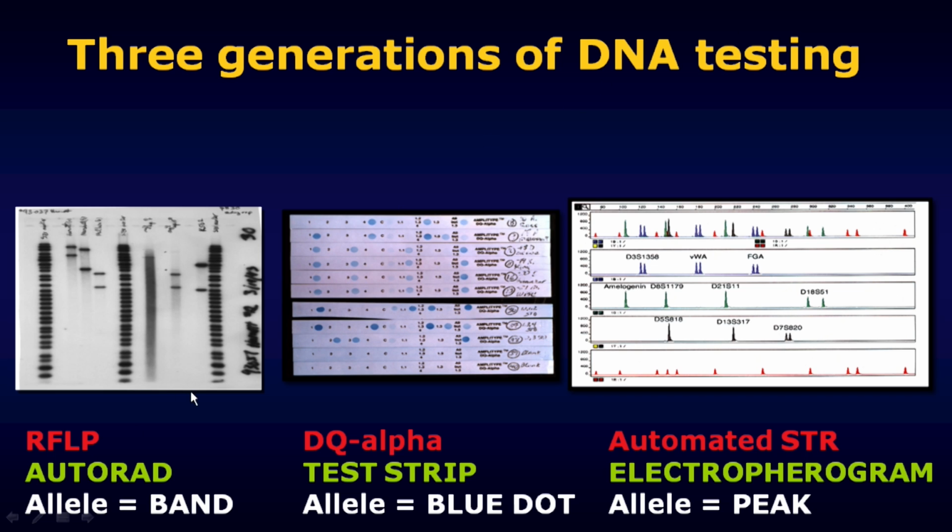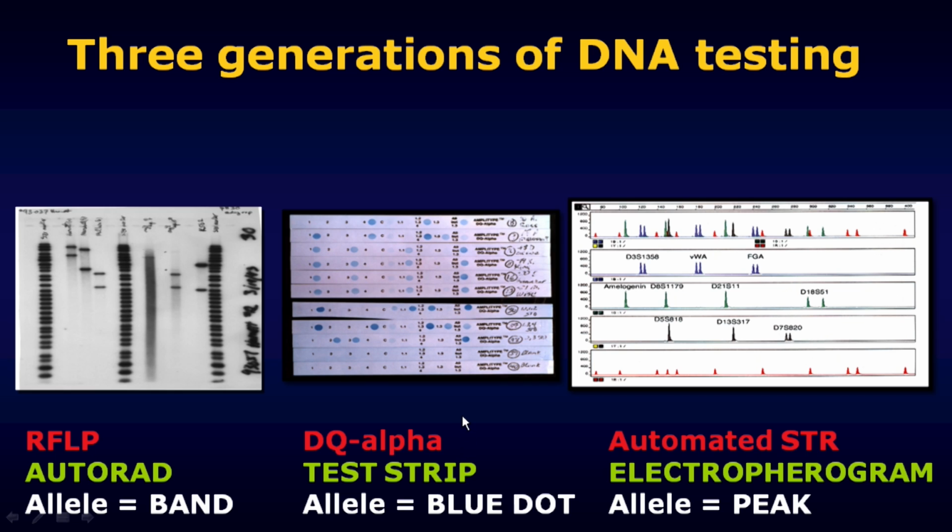These tests took about a month, sometimes 2 or 3 months, to generate results, and they needed a blood stain about the size of a quarter to give rise to these types of results. It took a long time and needed a large amount of starting material, so there was clearly some room for improvement, and that left the door open for a second generation of DNA tests.